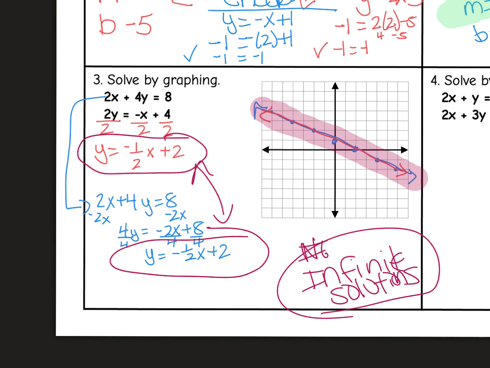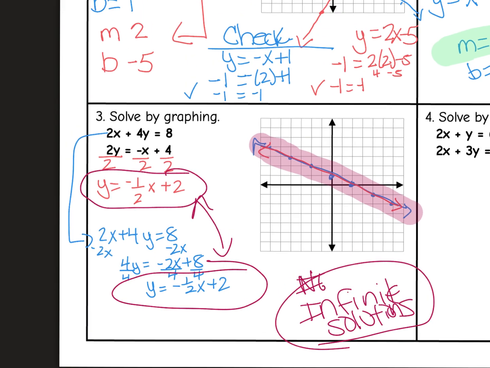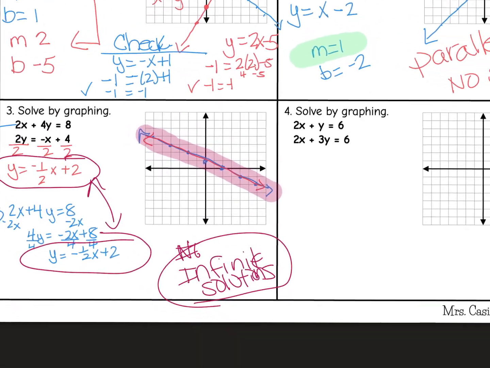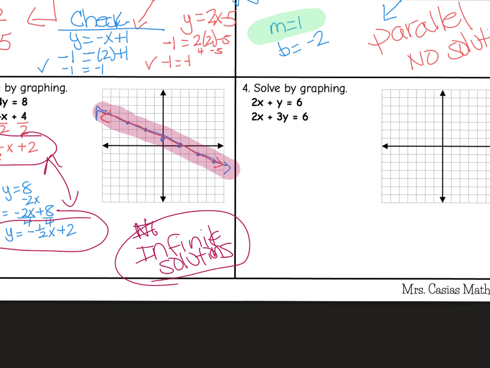Now try number 4. You've seen an example of one solution, no solution, and now infinite solutions. Always remember, convert to slope-intercept form, and you can always check your answer either by plugging in your points to both equations or checking it on Desmos.